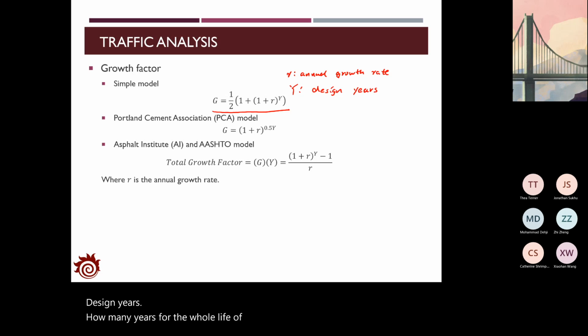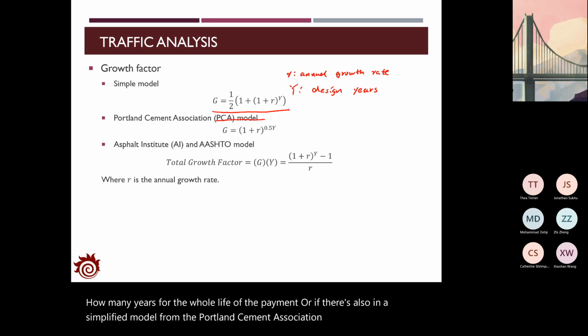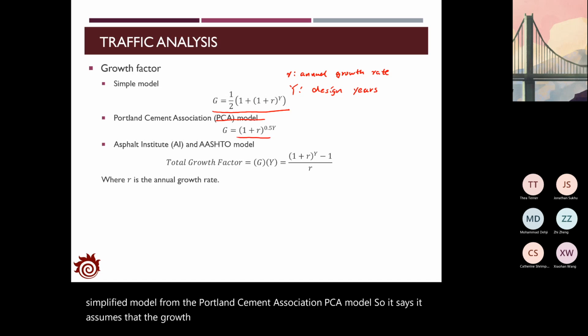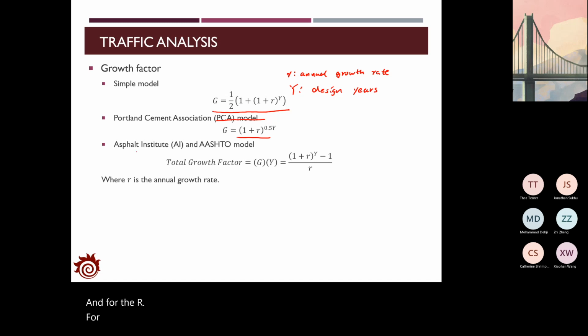There's also a simplified model from the Portland Cement Association, the PCA model. It assumes that the growth factor equals (1 plus R) to the power of 0.5Y. And for the Asphalt Institute and AASHTO, they propose their own model.